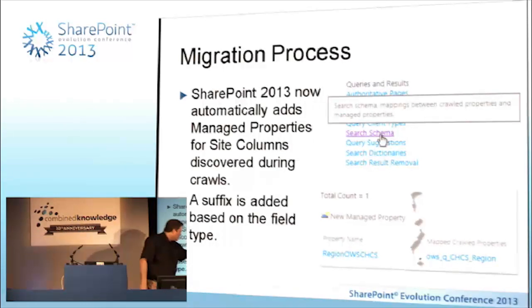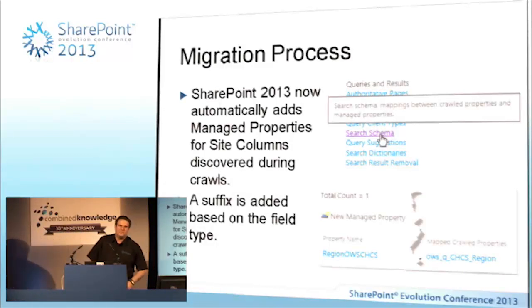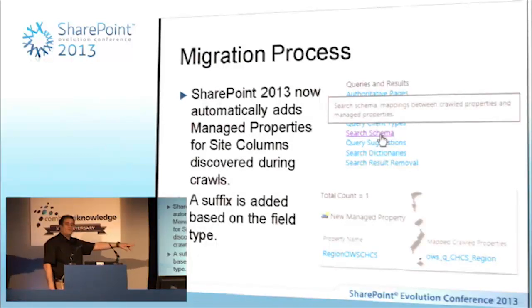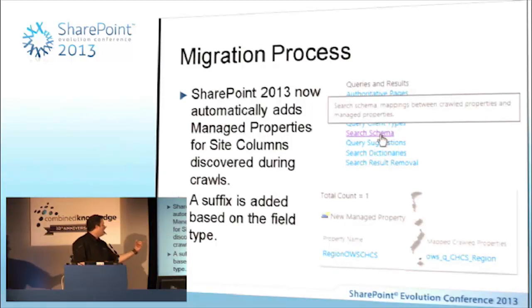Now, you can just see down the bottom here, I don't know how well you can read it, we have region, OWS, CHCS. Nice and easy to read. And the same has happened to the crawled property. What SharePoint's done is identify the field type and apply a suffix to denote what type of field it is. So this is a choice field. If there's a text box, you'll have OWS text, OWS bool, various others. The only one that's slightly different is the taxonomy fields. They have their own naming structure. I've got a link on this slide that you'll get in your pack that lists all the suffixes that are currently used.